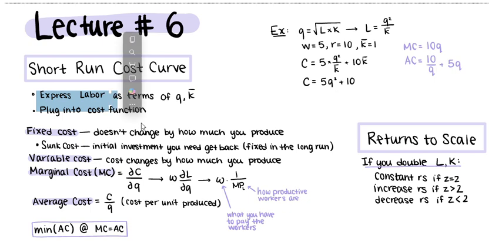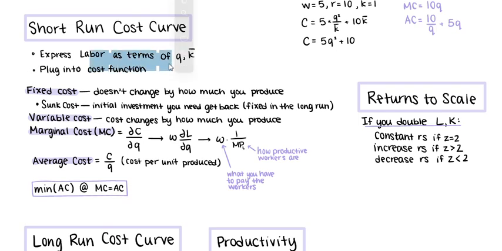Here, we just set our capital to average capital, so it's K bar. And we have a cost function and a production function. And remember, the capital in the short run is a fixed cost. It means it doesn't change by how much you produce.